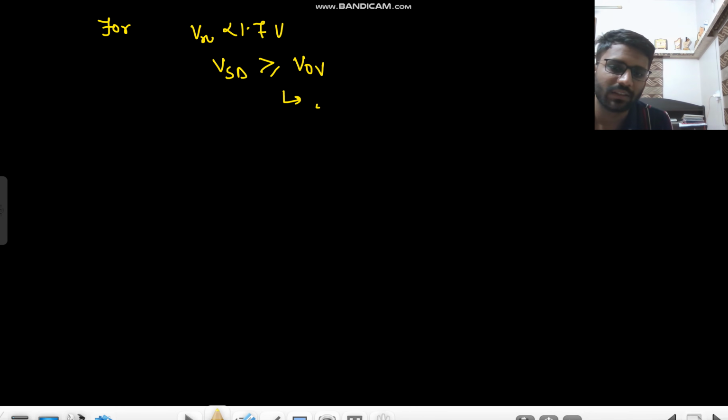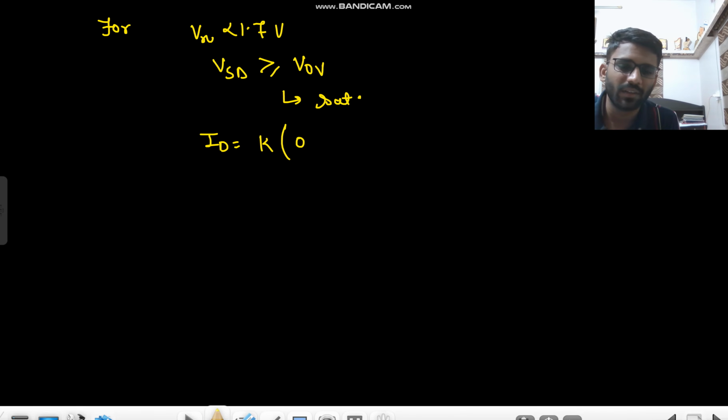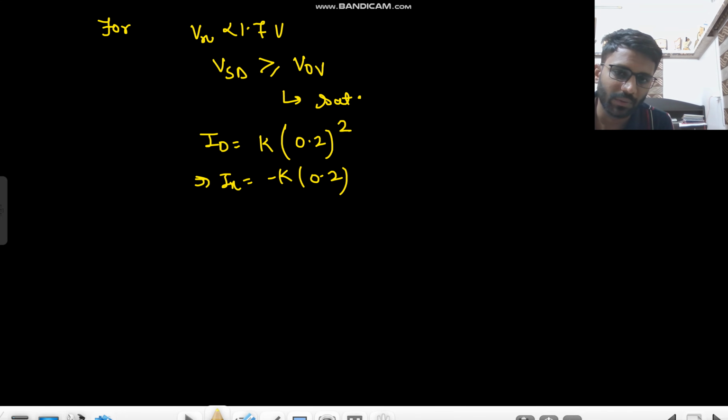That means saturation region. Okay, so we can write the current equation. ID will be some constant into VSG minus VT, which means V overdrive, whole square. Okay, and that means your Ix would be minus K into 0.2 whole square.